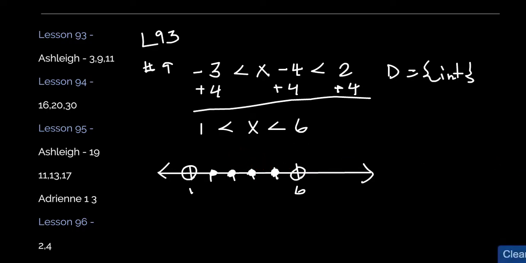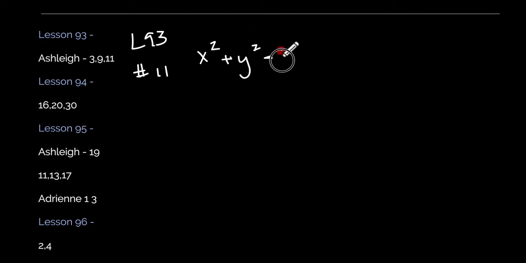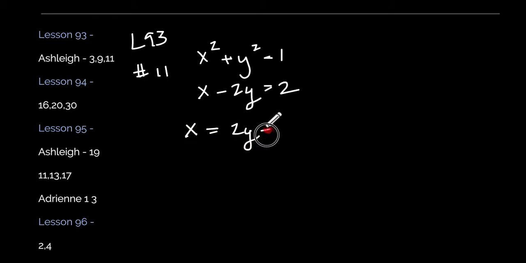Okay, the next one is number 11. Lesson 93, number 11. A little bit more complicated. We have a circle, x squared plus y squared equals 1, intersected by a line x minus 2y equals 2. Now, this is a substitution problem because we have a line which we can solve for x. So we're going to get 2y plus 2.